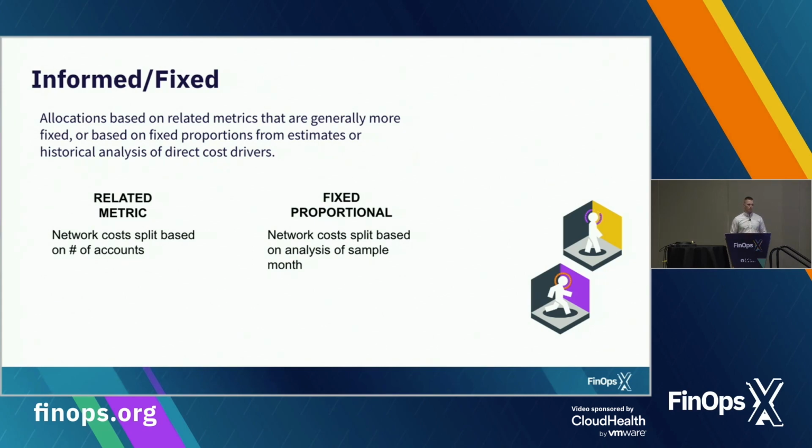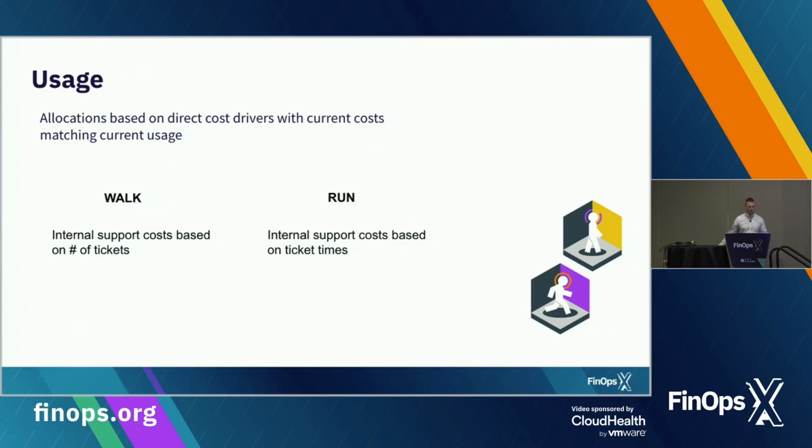Or for the fixed proportional, you might do an analysis based on a sample month and use those proportions to build the cloud costs, the network costs, and you update those proportions at whatever schedule makes sense. It likely wouldn't be monthly, otherwise you could go to the last method, which is usage. And with usage, you're looking at the actual direct cost drivers, and you're matching this month's spend to this month's usage of those cost drivers.